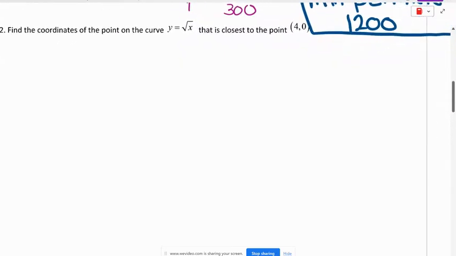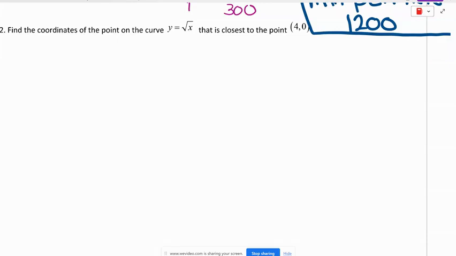So we want to find the coordinates of the point on the curve y equals the root of x that is closest to the point 4, 0. So the first one was similar to what we had done last class, right? This is something completely different. They're saying find the point on this curve. This is like a shooting star. Do you guys remember the shooting star from the beginning of the year? So we want to find a point on the shooting star that's closest to 4, 0.